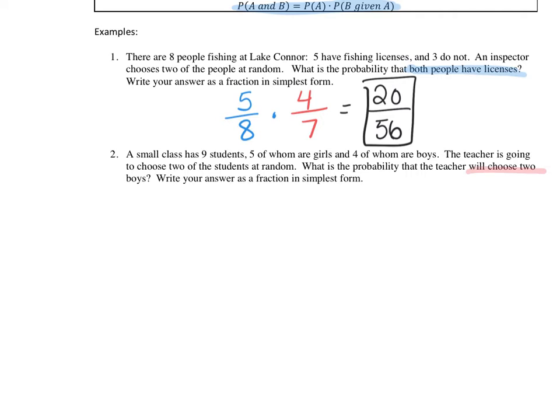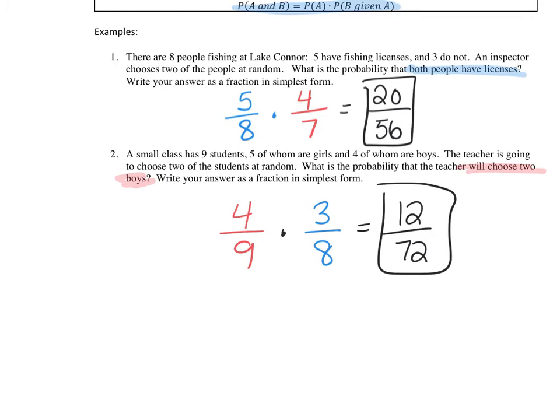All right, so this time the teacher wants 2 boys. The first time that she chooses, her chances of choosing a boy are 4 boys out of 9 students total. The second time she chooses a boy, since I already chose a boy in the first round, I only have 3 boys to choose from out of 8 total people, right? Because I got rid of the first boy. And then if I multiply those out, I'll get my answer. 4 times 3 is 12, and 9 times 8 is 72. So the probability of choosing 2 boys would be 12 out of 72. Okay? And again, they want that in simplest form, so you would just simplify that. So that's independent and dependent events.